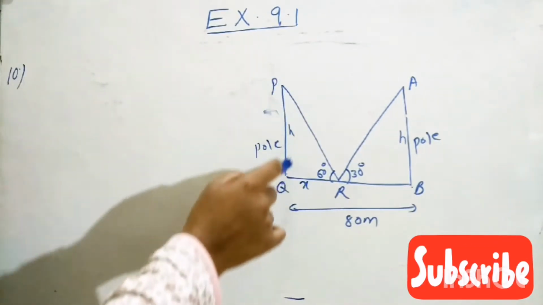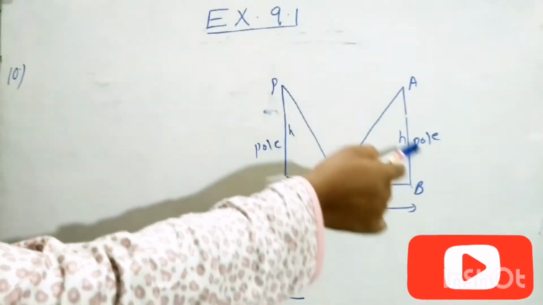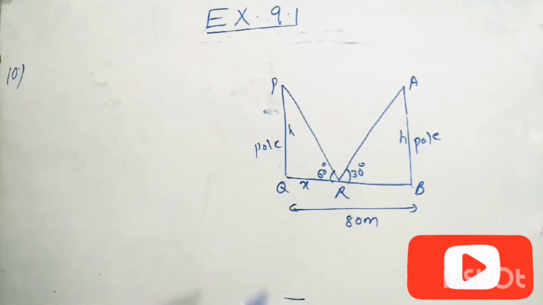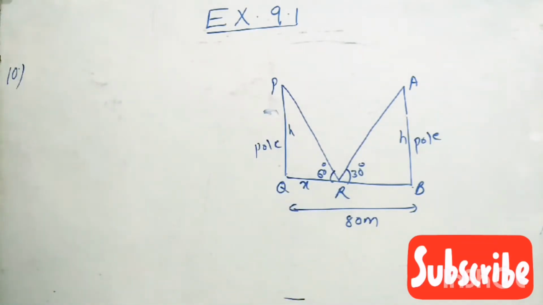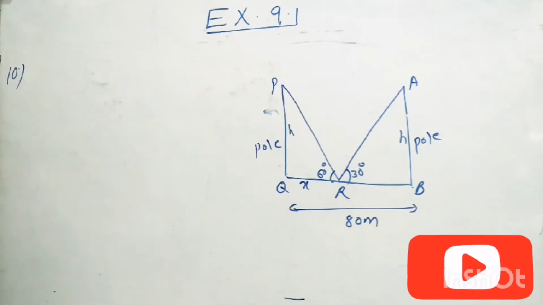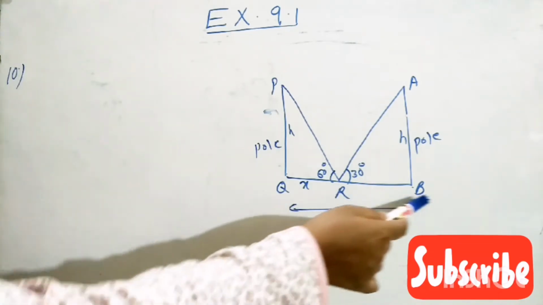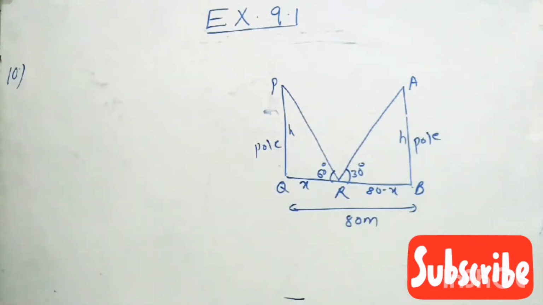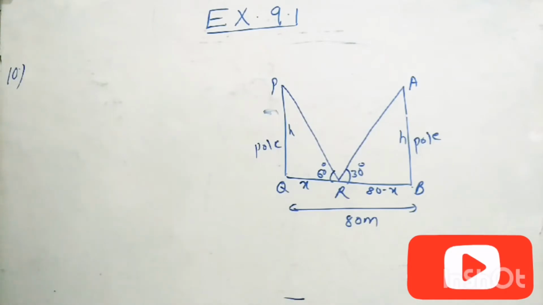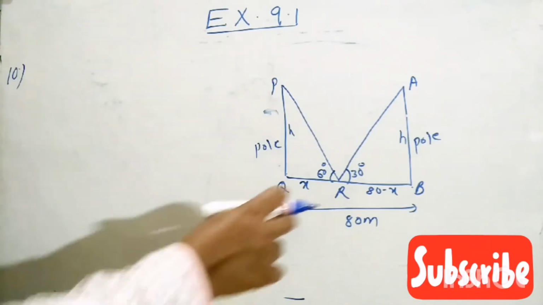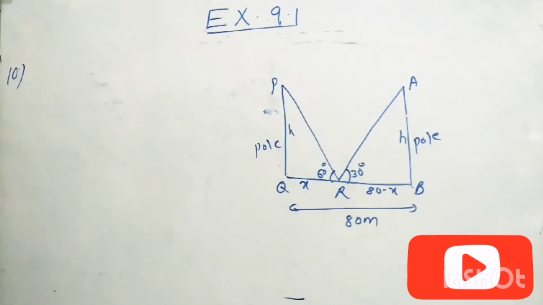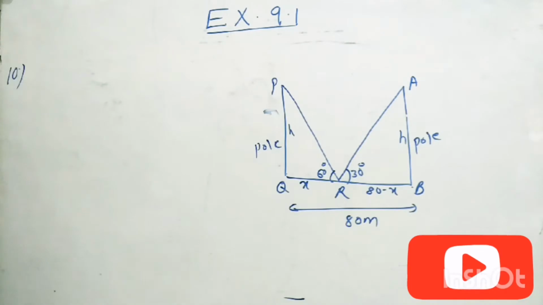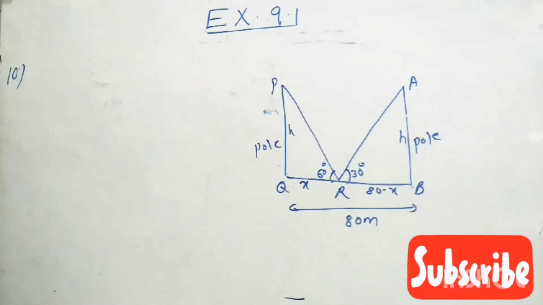So that's why I took this PQ as H, and AB is also H, because the heights of the poles are equal. Now let this QR be X. Then we know that this RB we will get as 80 minus X, because the width of the road, or the total length QB, is equal to 80, and since QR is equal to X, RB is equal to 80 minus X.